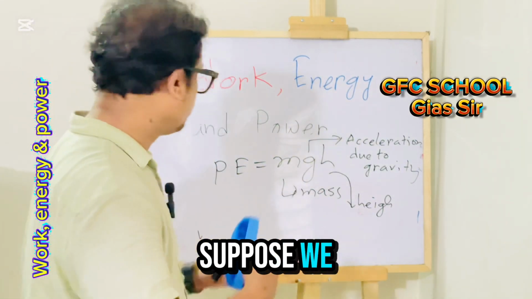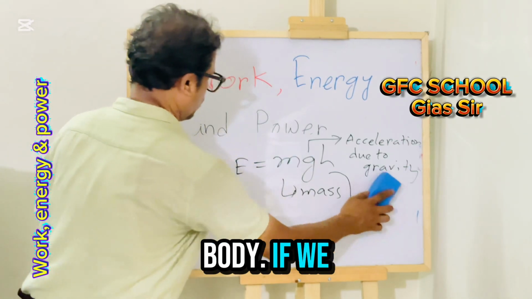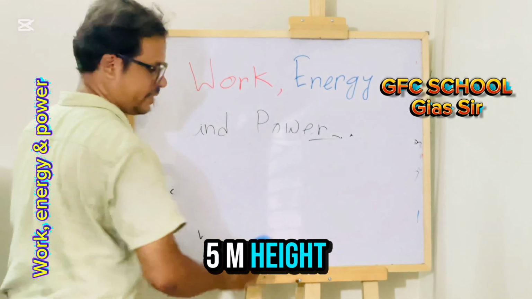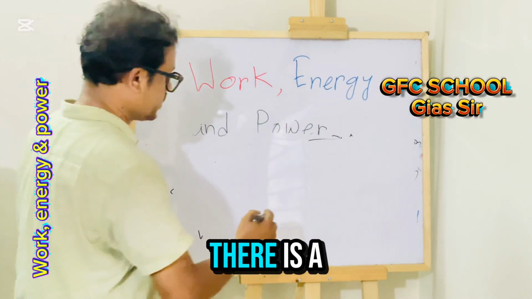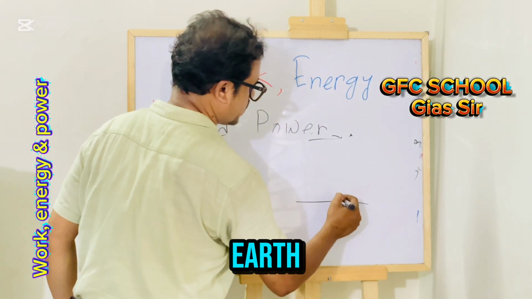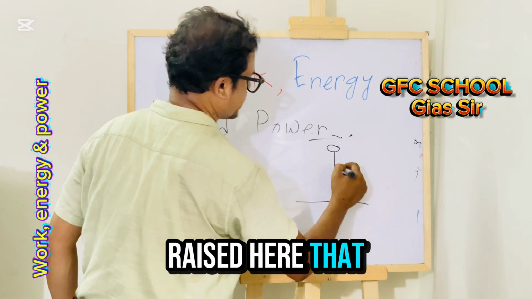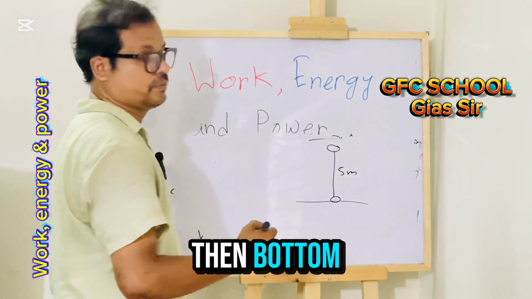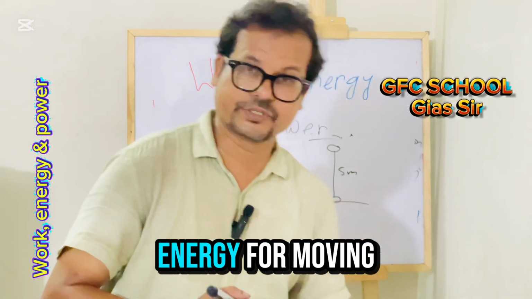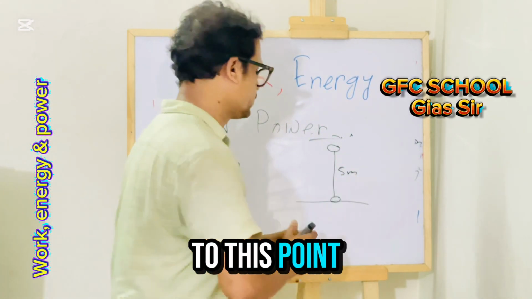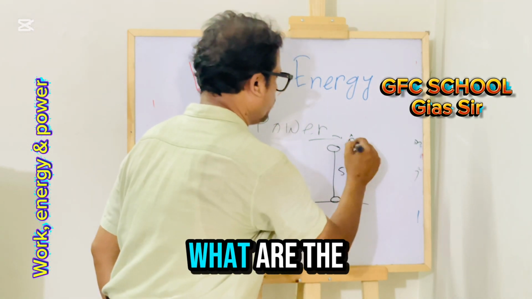Suppose we've raised a body 5 meter height. Suppose there is a body on the surface of the earth. This is the body, and we have raised it here, that is 5 meter. Then what will be the potential energy for moving that object from this point to this point? Okay, from A to B.